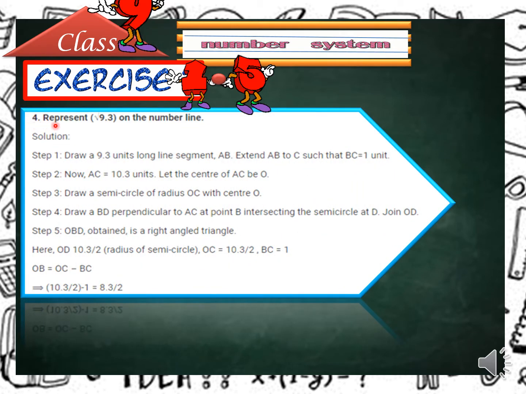The fourth sum: represent root 9.3 on the number line. So far we have represented rational numbers and irrational numbers, that is root numbers and decimal numbers, on the number line, as well as integers, whole numbers, etc. Here it is both an irrational and a decimal number. So let's find how to represent it on the number line. For easier understanding, let's have a diagram.